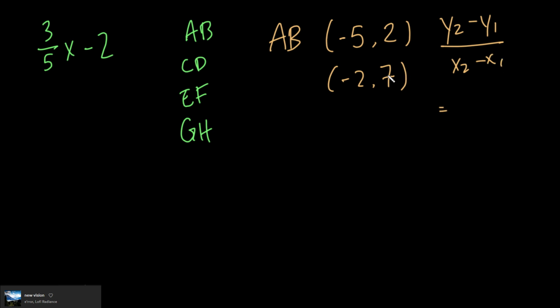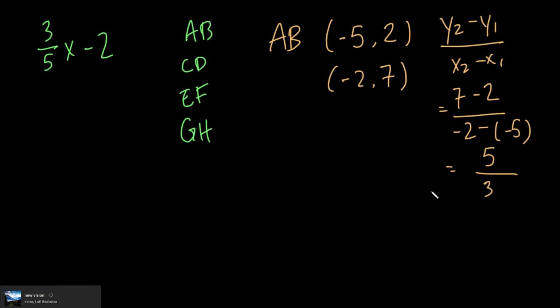This is going to be, so y2 is 7. Y1 here is 2, divided by -2 from x2, and my x1 here is -5. So 7 minus 2 here's 5. Minus 2 minus 5 here is +3. So this is 5 over 3.